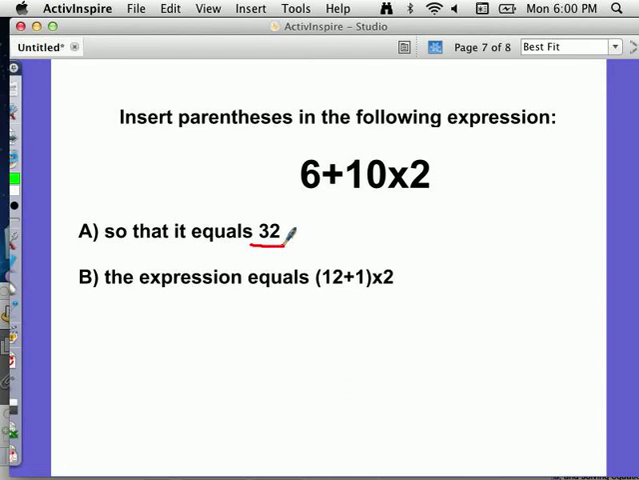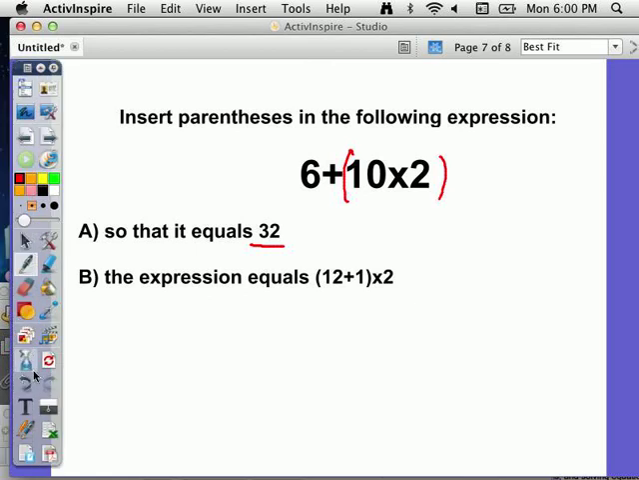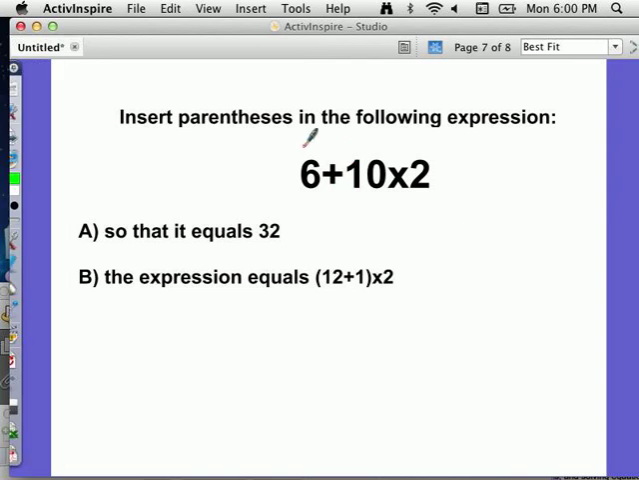So let's see if I can figure this out. What would be a wise thing to do here? Well, I'm going to strategize a little bit. I know that 10 times 2, if I put that in parentheses, would equal 20. And then I can add the 6. That would equal 26. That does not give me what I need. So let's try something else out. How about this? What if I put the 6 plus 10 in parentheses, which would give me 16, and then I multiply that by 2. You should get 32. Hot dog. That worked out really well.